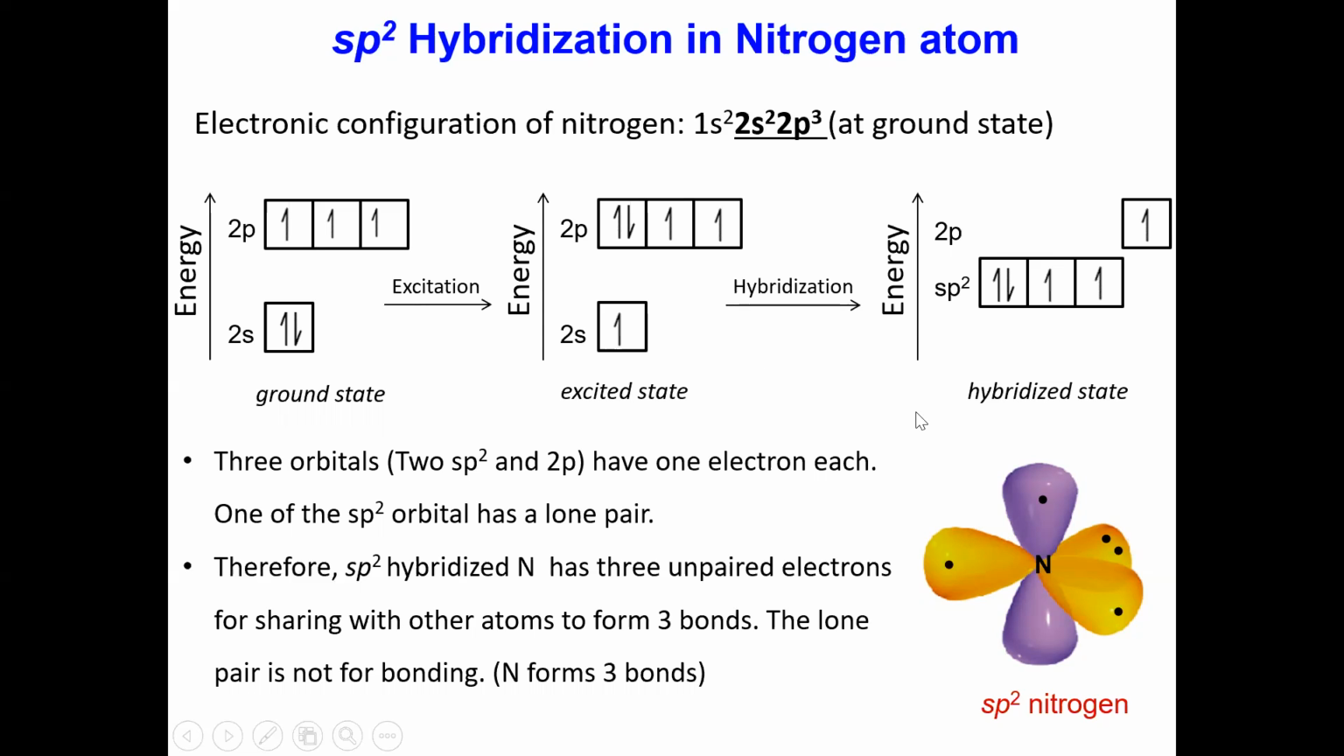So the sp2 hybridized nitrogen has 3 unpaired electrons for sharing with other atoms to form 3 bonds. The lone pair is not for bonding. Nitrogen will form 3 bonds. Okay, so as seen from here, this is the shape. You have the sp2 orbitals here and the p orbital that is perpendicular to the sp2 orbitals.